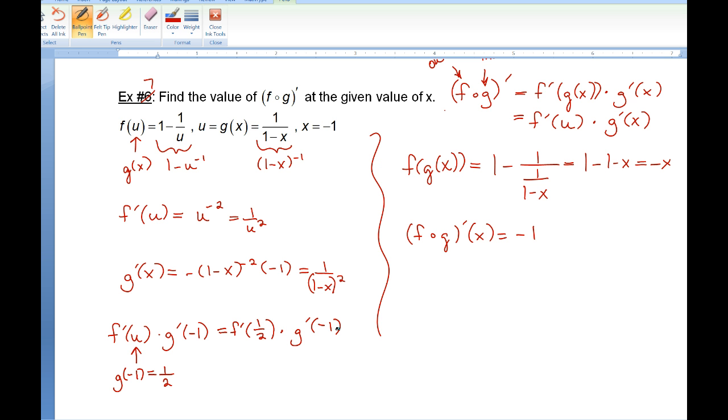Wait, where do we get the negative 1 from? Right here. Oh, okay. So f prime of 1/2 would be 1 over 1/2 squared.